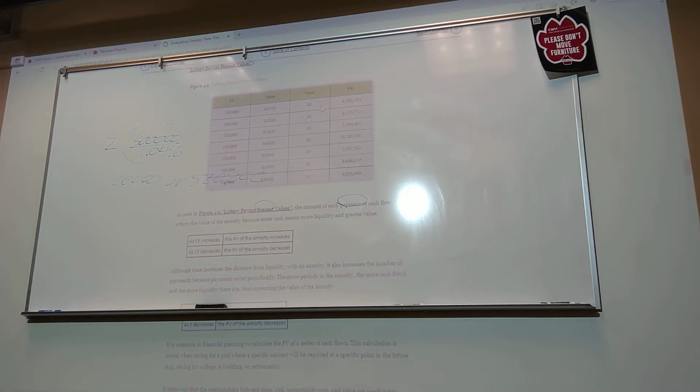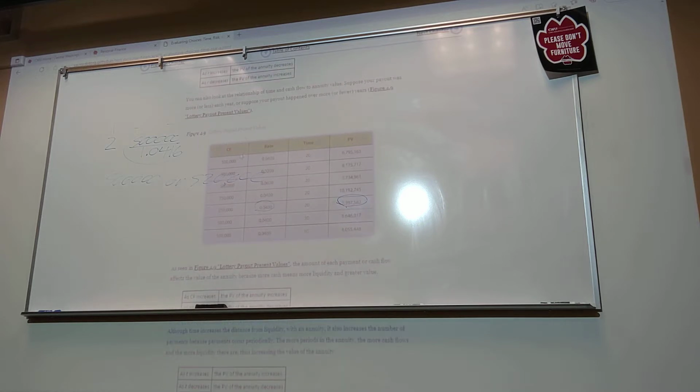At 4% over 20 years, they've got present values for 20 years at different interest rates. This is the lottery payment of $500,000 per year, every year. These are different discount rates over a 20-year period. What is the present value of that money today? Notice this, at 4%, it's worth $6.795 million.